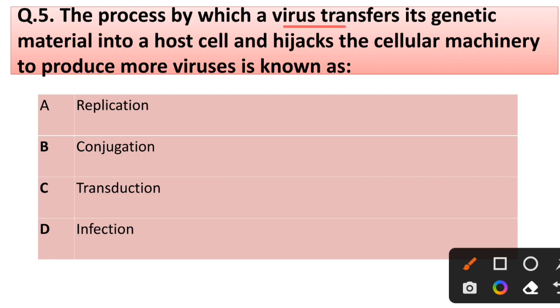Question number 5. The process by which virus transfer its genetic material into host cell and hijacks the cellular machinery to produce more virus is known as replication, conjugation, transduction, infection. Correct answer is option A, replication.